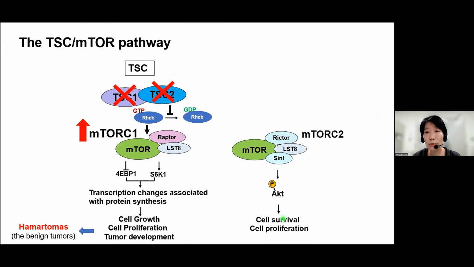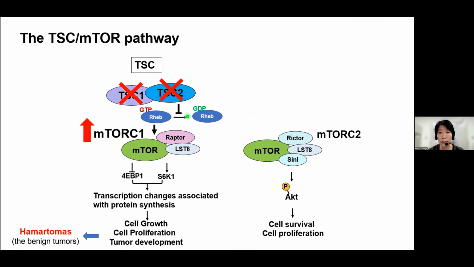mTOR exists as two large protein complexes. One is mTOR complex 1, mTORC1, and the other is mTOR complex 2, mTORC2. In normal cells, TSC1 and TSC2 regulate mTOR complex 1 activity. But in TSC, TSC1 and TSC2 do not function, so mTOR becomes overactive.